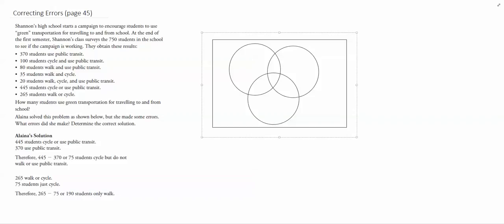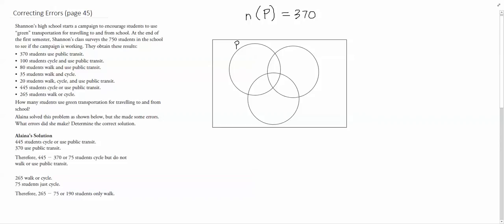Okay, so we're going to solve this by using this set of intersecting sets. We have 370 students that use public transit, so the number of elements in public transit is 370. So this is P here. We have 100 students that cycle and use public transit. So that's this section here.